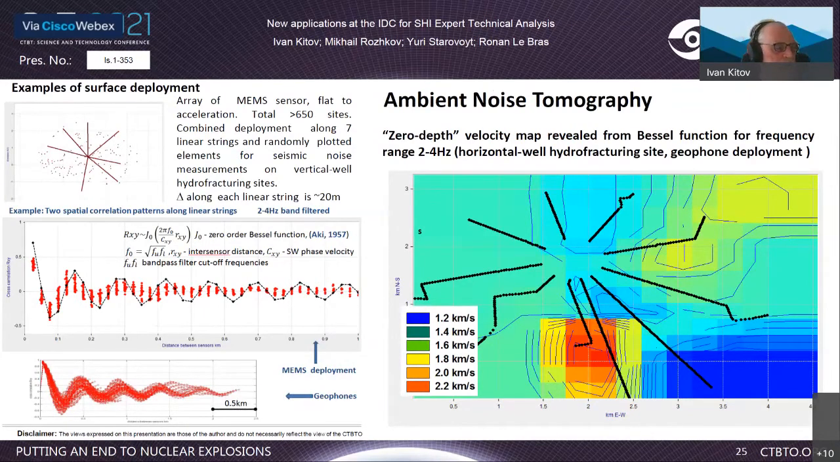This slide shows some results of a spatial cross-correlation technique applied to non-IMS stations. Sensor locations in the upper left corner show the strings and randomly distributed sensors. To the right, we have a figure with the velocity estimates, which reveals the high and low velocity zones which can impact the recording of signals.